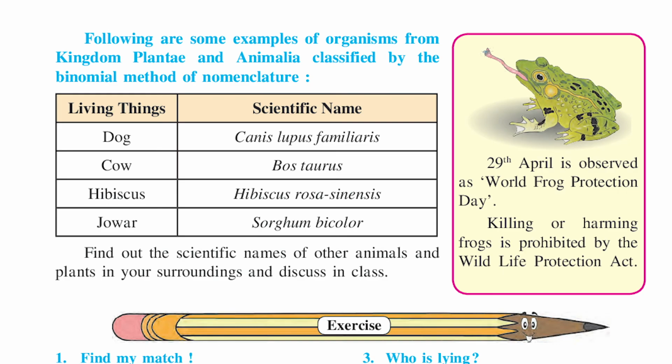Following are some examples of organisms from kingdom Plantae and Animalia classified by the binomial method of nomenclature. Living things, scientific name: dog, Canis lupus familiaris; cow, Bos taurus; hibiscus, Rosa sinensis; jowar, Sorghum bicolor. Find out the scientific names of other animals and plants in your surroundings and discuss in class.